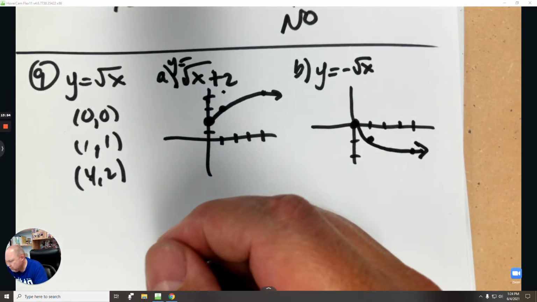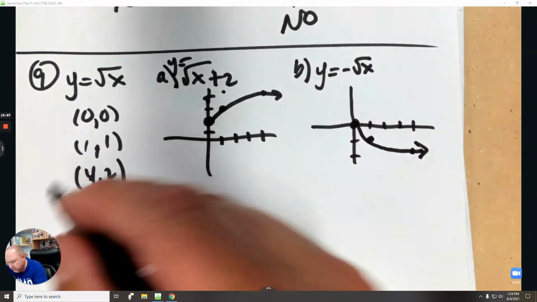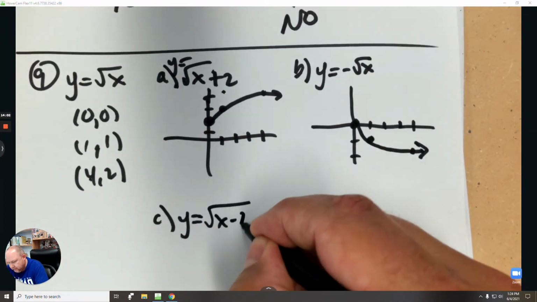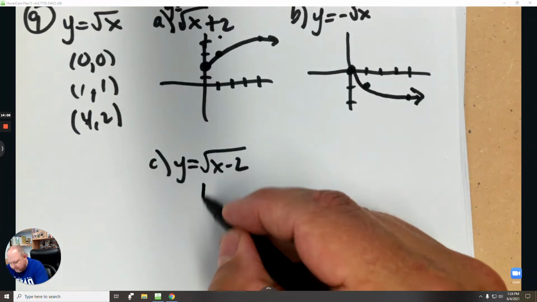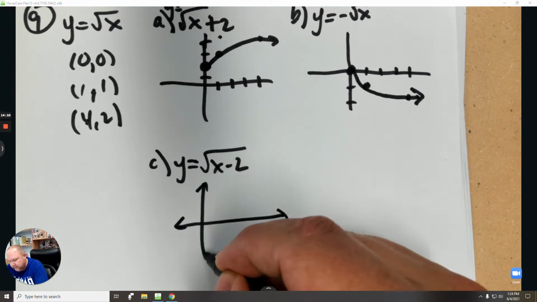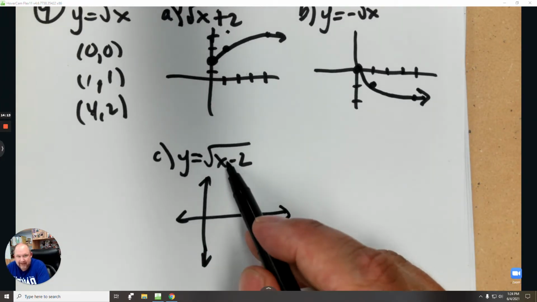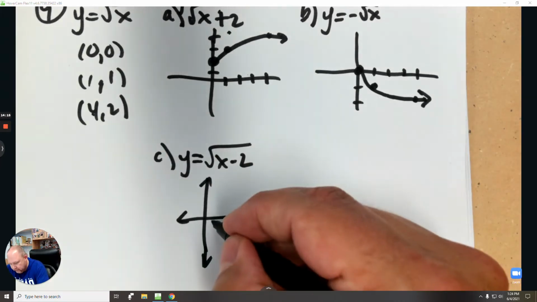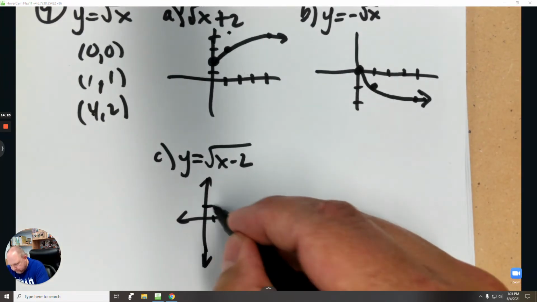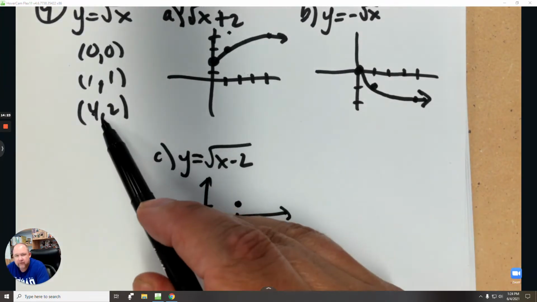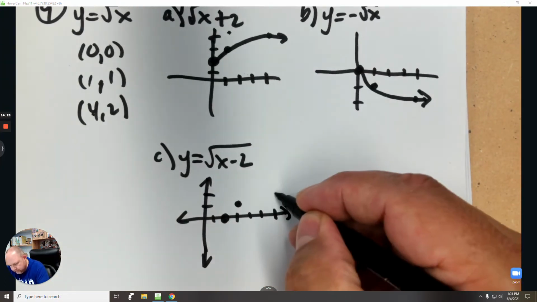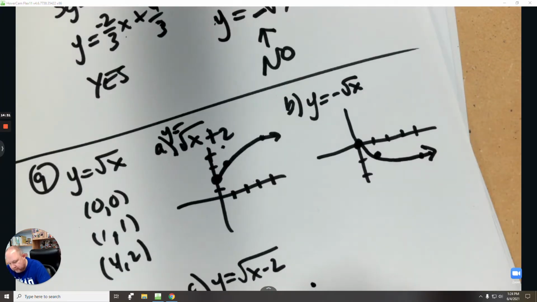C, the square root of x minus 2. Because it's inside, it affects the x values. And it does the inverse of what it says. So we're going to add 2 to the x values. So that's 2, 0. That is 3, 1. And add 2 to the x, that's 6, 2. So it's just been shifted 2 units to the right.